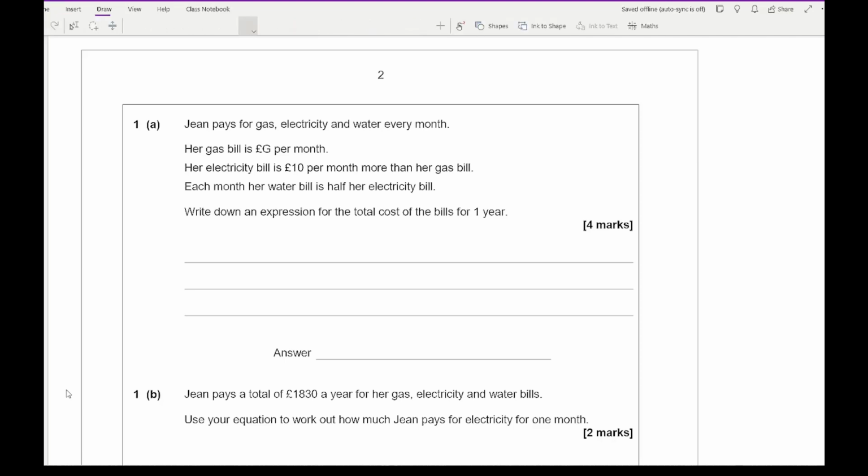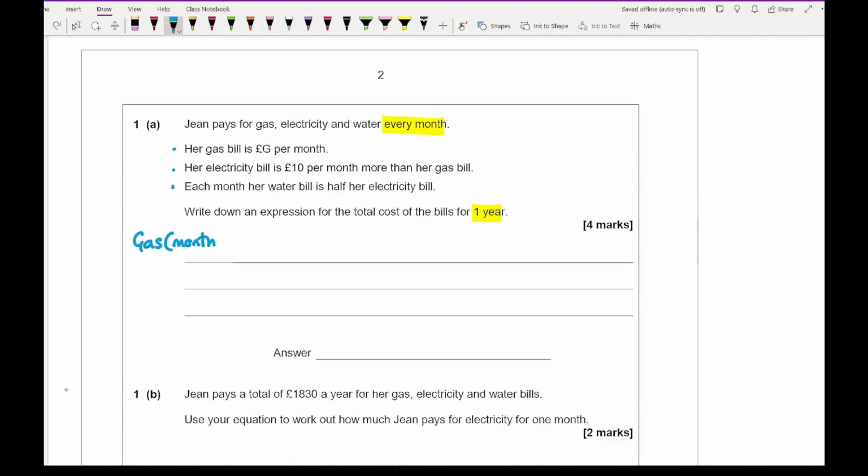Now the key aspect of this is the fact that initially we're told how much she pays per month, but we want our final expression to be for 1 year. So first of all, let's start by converting each of these three utility bills into expressions of G. So her gas bill per month is going to be G pounds.